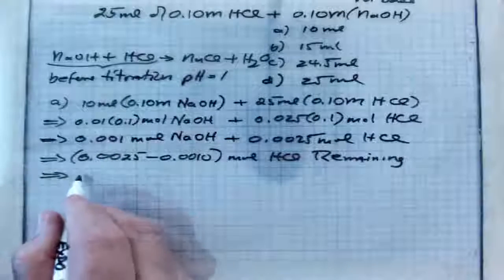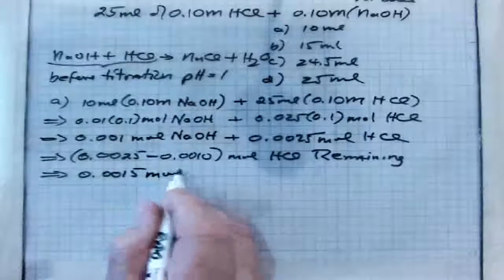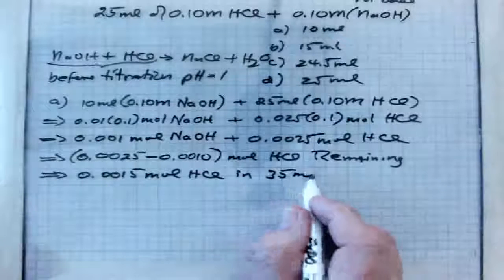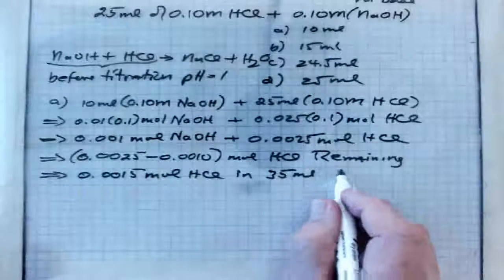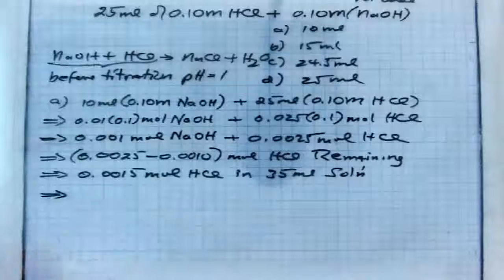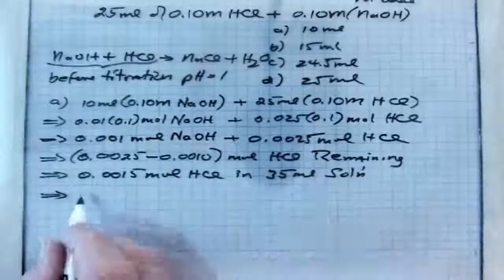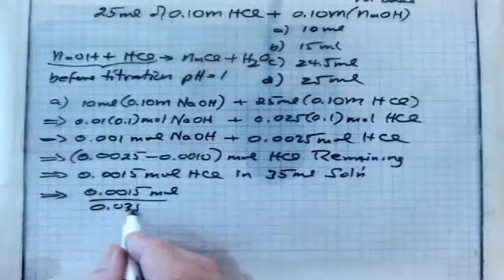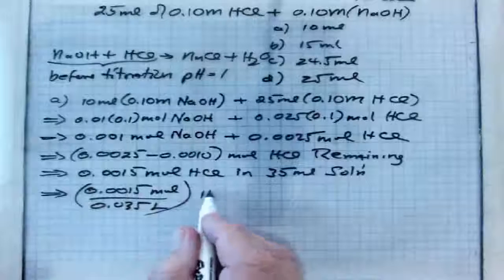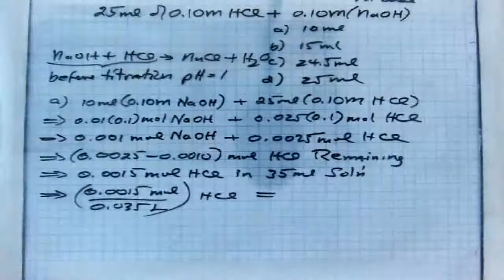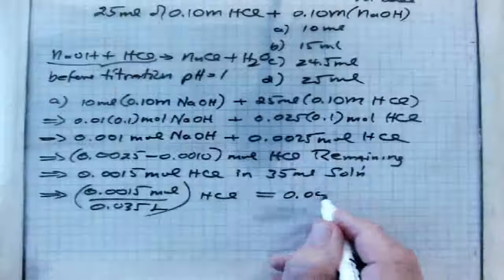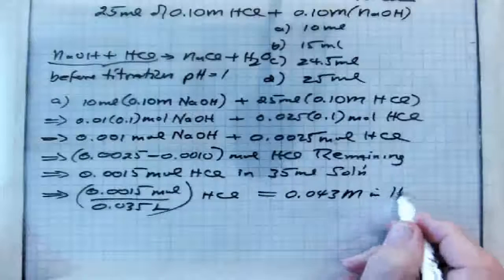So this goes to 0.0015 mole of HCl in 35 milliliters, 25 and 10 milliliters of solution. To get the molarity now, it's moles over liters, so that'd be 0.0015 mole HCl divided by 0.035 liters. And that is 0.043 molar in HCl remaining.